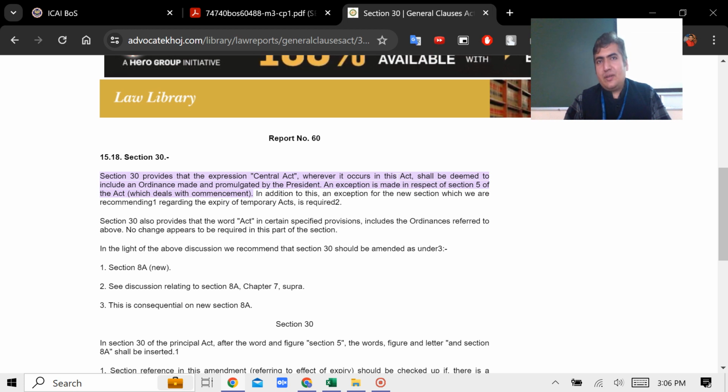that means any ordinance which is a continued ordinance due to renewals, GCA shall be applicable, which is continued, continued due to renewals. General Clauses Act shall be applicable.